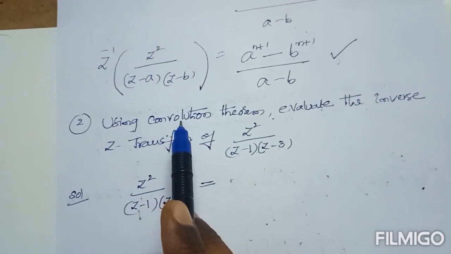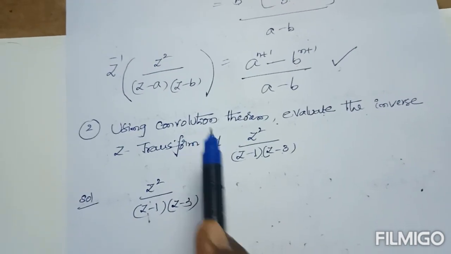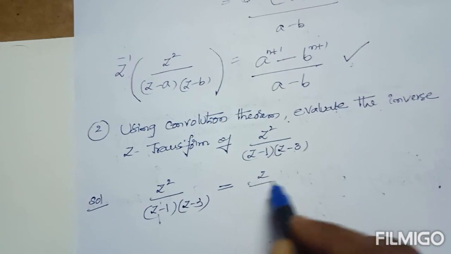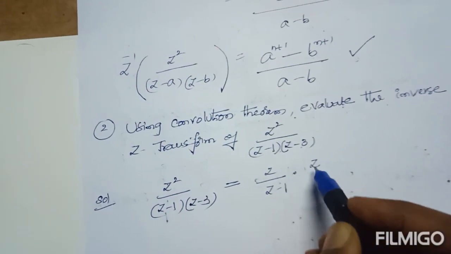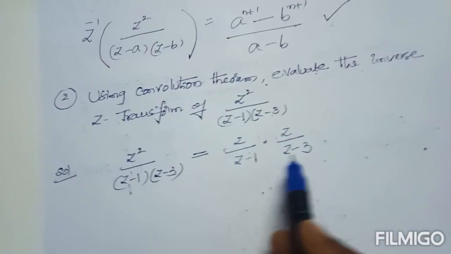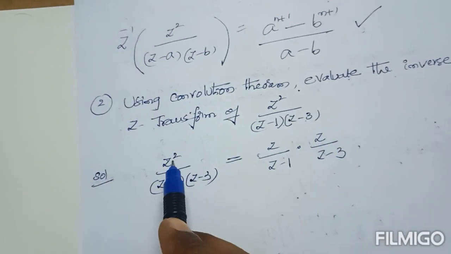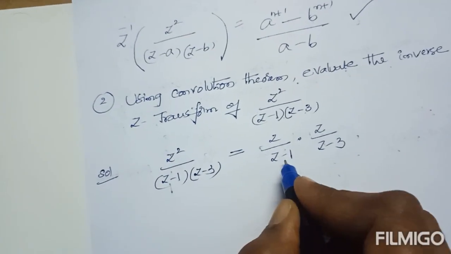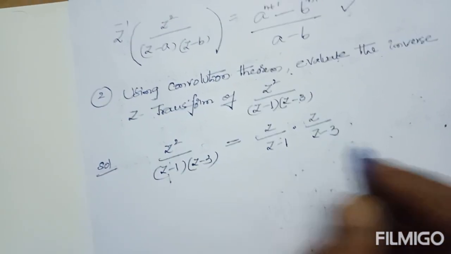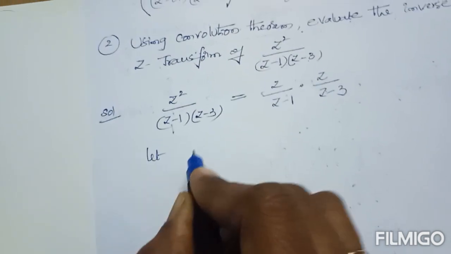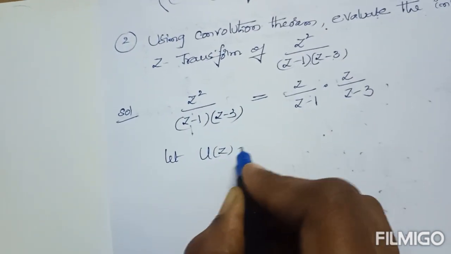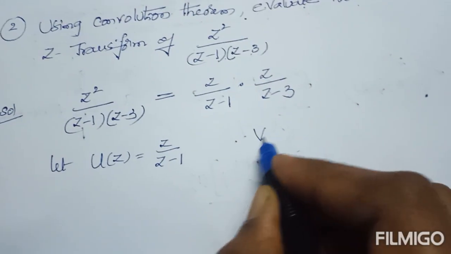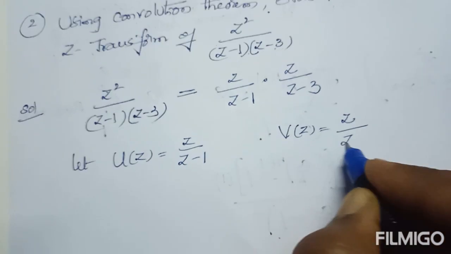So to use the convolution theorem, what do we need first? The product of two functions. So the given function can be expressed as the product of two functions, z by (z minus 1) into z by (z minus 3). The product of the two functions, z into z, z square, and the denominator product you will get the same. Now out of the two functions, the first function can be named u of z or f of z. Let f of z or u of z equal z by (z minus 1). The second function is v of z equals z by (z minus 3).